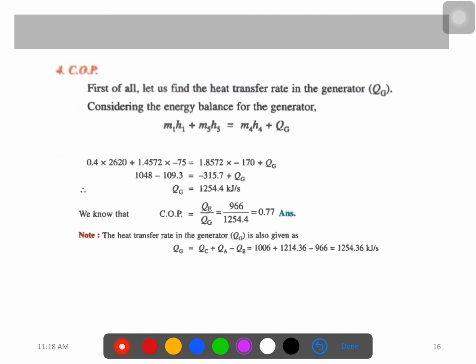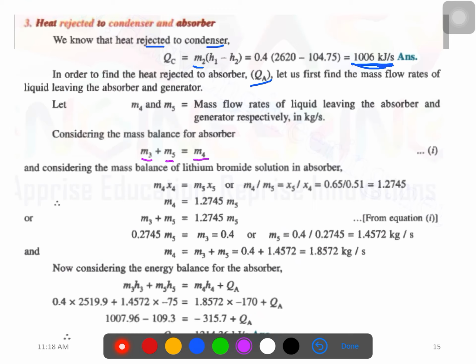To balance it, what we can do is set, as per the given concentrations x4 and x5, the mass flow rate at point 4 times the concentration equal to the mass flow rate at point 5 times the concentration at point 5, which should be equal for the mass balance of the lithium bromide. We balanced them using this relation, and again from this relation we can put this M4 in the above relation, this one. So here we can get the mass flow rate M4.